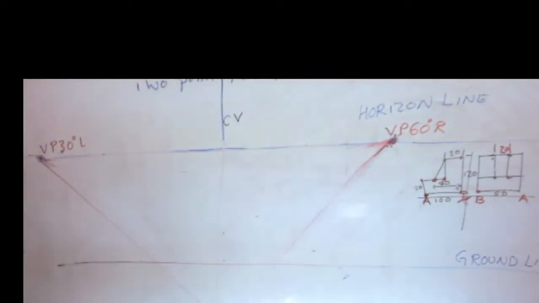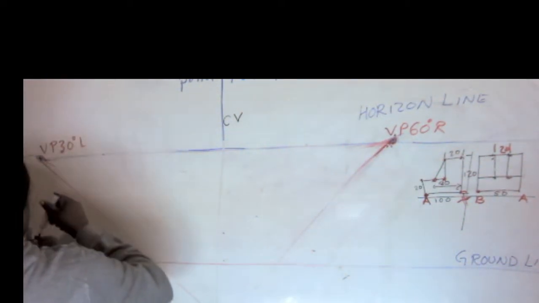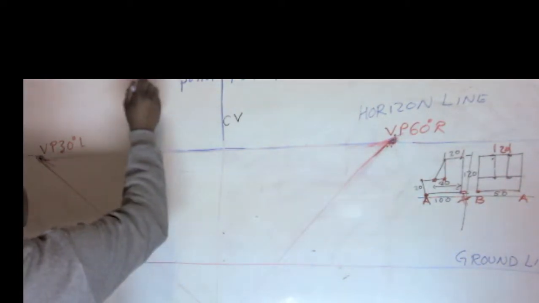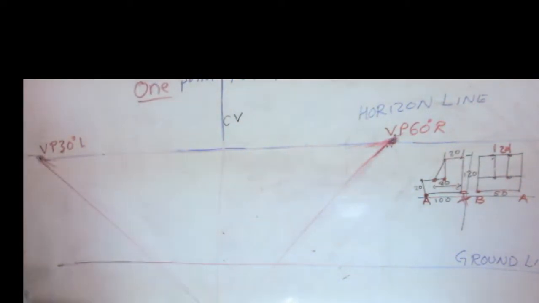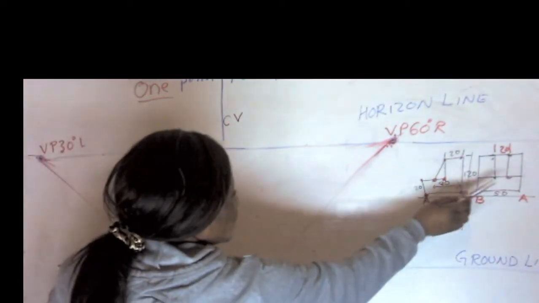Alright, so in 1 point perspective, this is not 2 points. We are going to do 1 point perspective. Okay, this is 1 point. It's in first angle projection. You have been given the front and the left view.